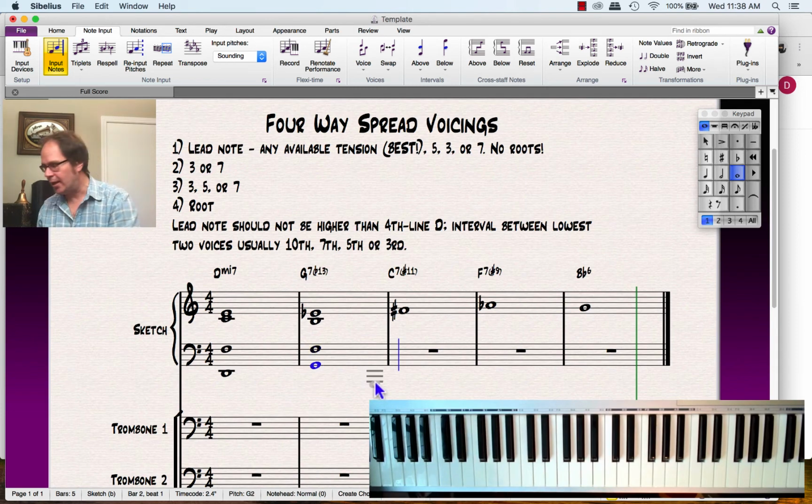And you'll notice in this case, now we've gone from a 10th to a 7th. And this is a very common thing to happen, especially in functional chord progression, as far as spread voicings go. So there's a beautiful G7 with a flat 13 in it.